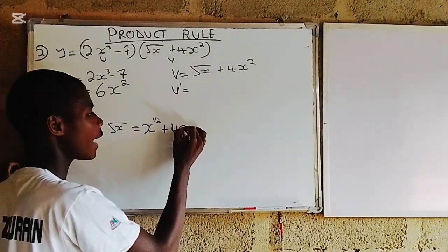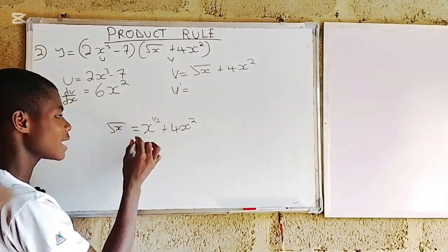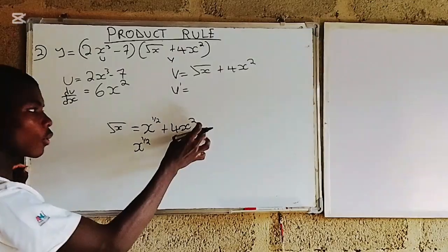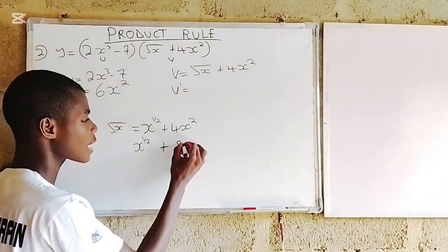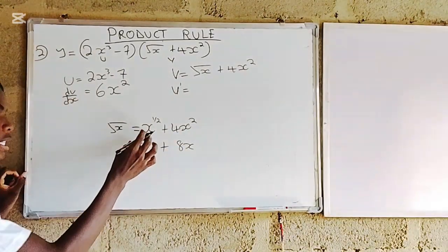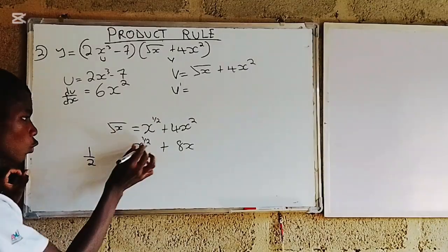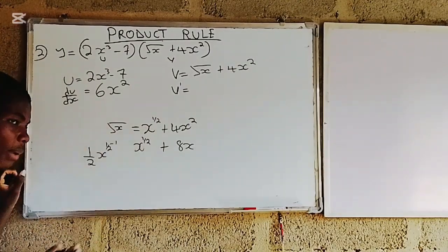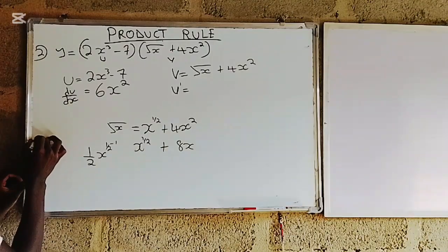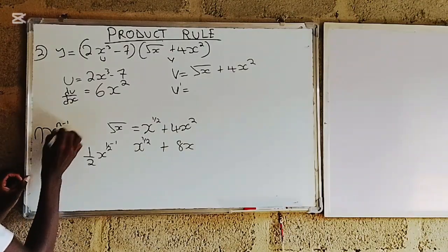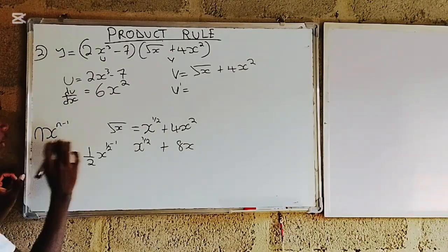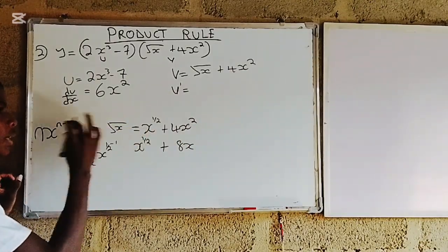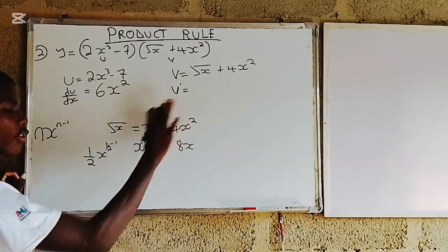Plus 4x squared, but this x to the half, I have to differentiate it, and I have to also differentiate this. This is the same thing as 8x, but to differentiate this, I have to keep down 1 over 2, I have to keep the x, and I have to say 1 over 2 subtract 1. The general formula says nx to the n minus 1. This is the value of n, which is the power. The power comes down, and this is the same value, and this is n, which is the power minus 1.